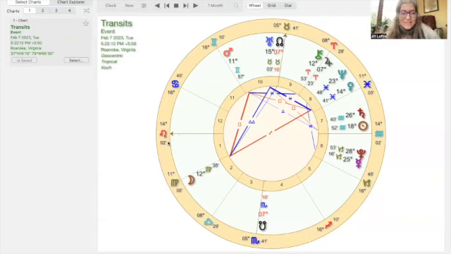It's kind of like the energy is coming up at the moment of this child's birth. So this is east, this is west. The top of the chart is south, and the bottom of the chart is north.